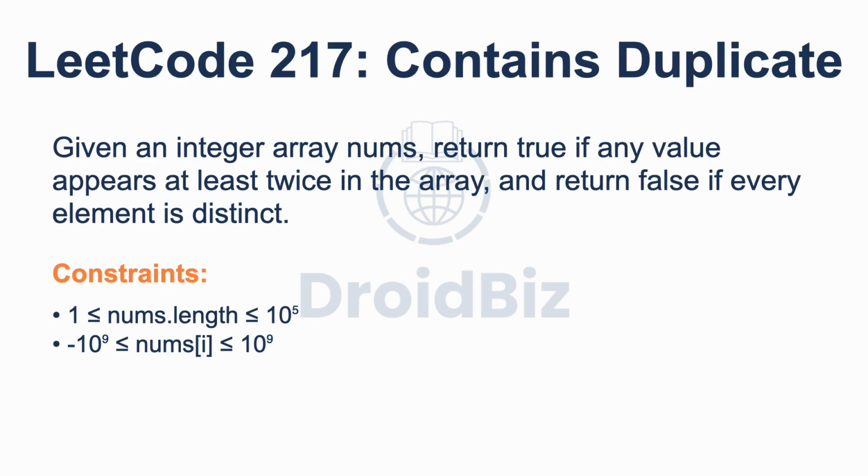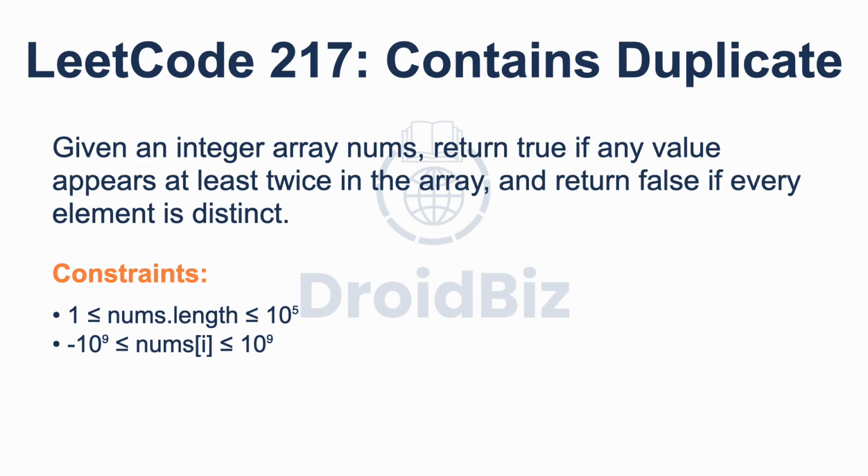Welcome to LeetCode Problem 217, contains duplicate. Let's understand what we need to solve. We are given an integer array called nums. Our task is to return true if any value appears at least twice. We return false if every element is distinct. This means we need to check for duplicates.